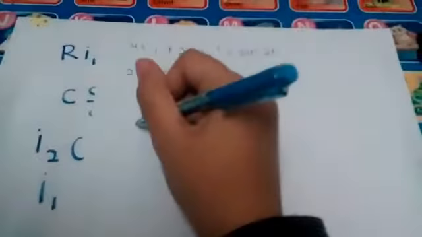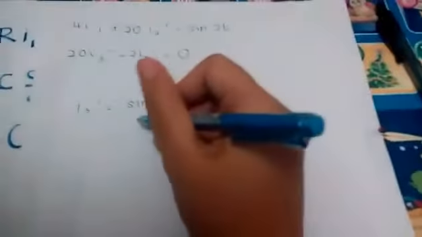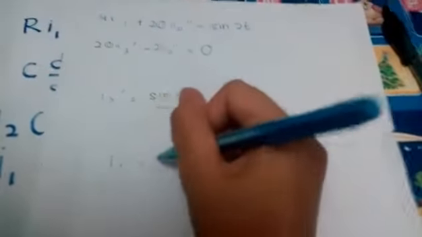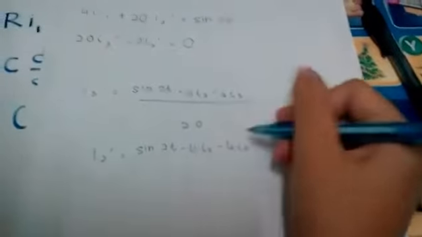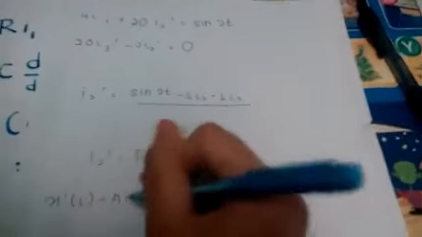So from this equation, if we derive it, we bring the prime ones to the left hand side and the others to the right hand side, we will have I3 prime is equal to sine 2t minus 4I2 minus 4I3 over 20, and also I2 prime is equal to sine 2t minus 4I2 minus 4I3 over 2.